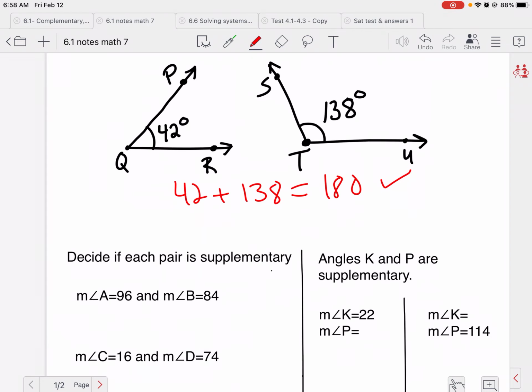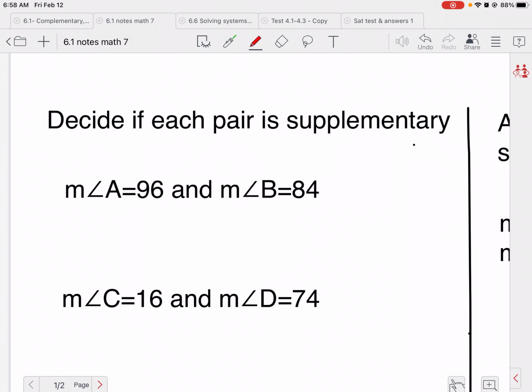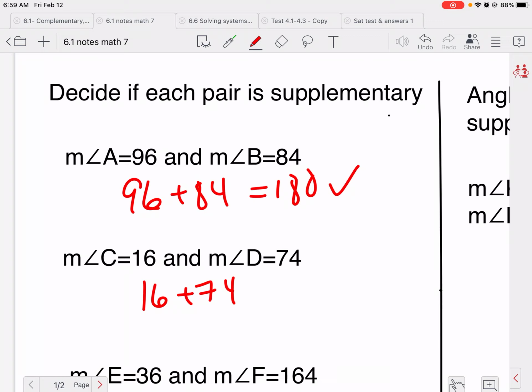Again, we want to decide if two angles are supplementary, so 96 and 84. Well, 96 plus 84 is going to give me what? Just so I'm not adding incorrectly, 96 plus 84 does in fact equal 180. So these are supplementary to each other. 16 plus 74 are not supplementary to each other because this equals 90. So these would actually be complementary, like we did yesterday.